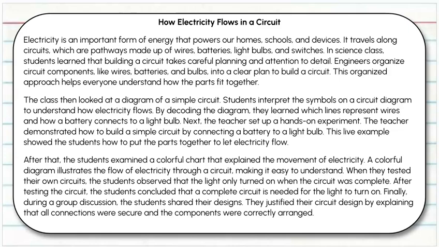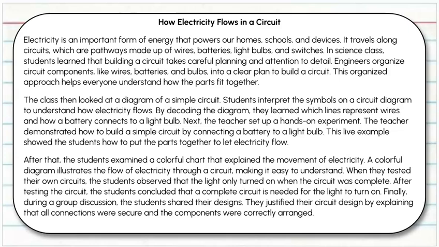The class then looked at a diagram of a simple circuit. Students interpret the symbols on a circuit diagram to understand how electricity flows. By decoding the diagram, they learned which lines represent wires and how a battery connects to a light bulb. Next, the teacher sets up a hands-on experience. The teacher demonstrated how to build a simple circuit by connecting a battery to a light bulb. This live example showed the students how to put the parts together to let electricity flow.